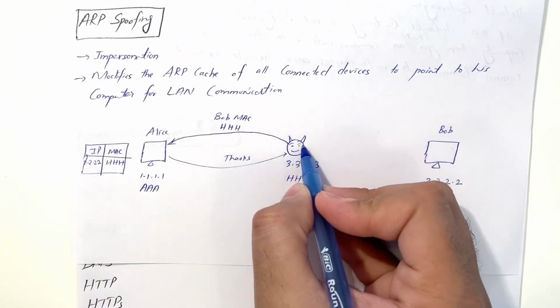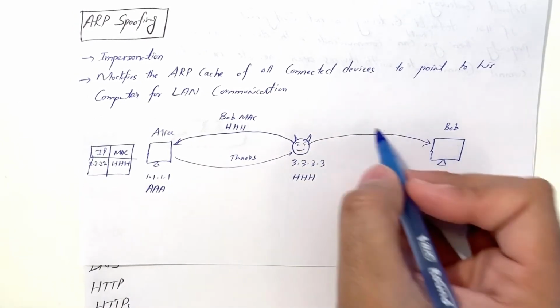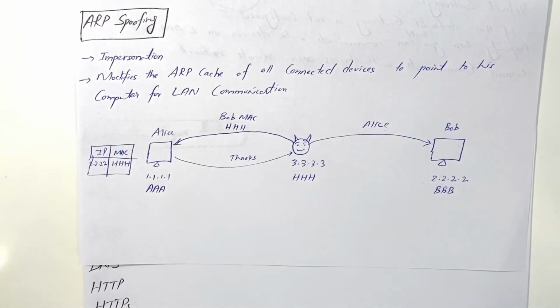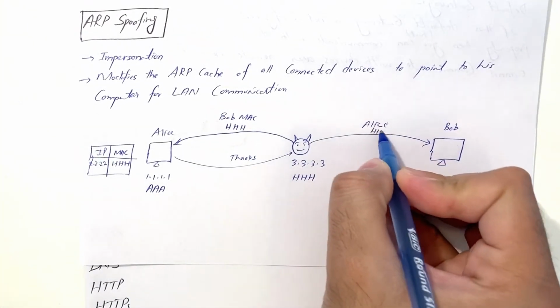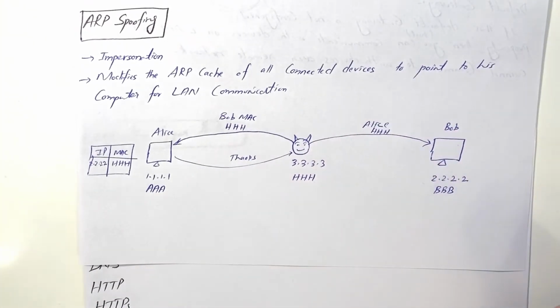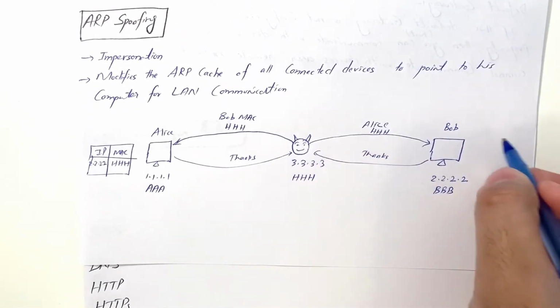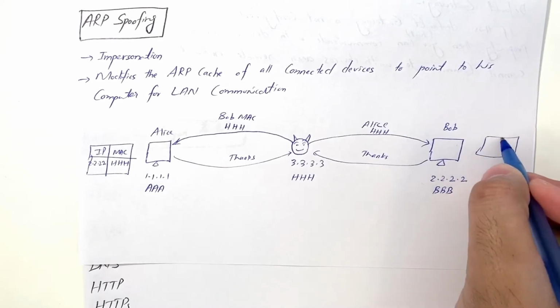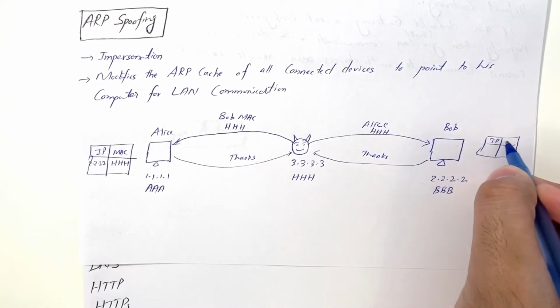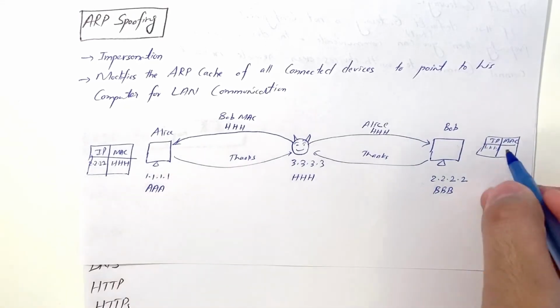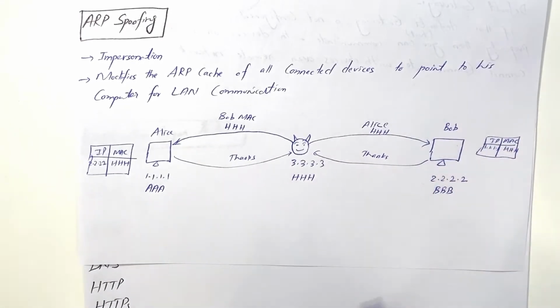The hacker will do the same thing with Bob. Reach out to Bob and say, hey, do you know Alice? Alice's MAC address got changed. The previous Alice is gone. She's disconnected now. The new Alice's MAC address is HHH. The new computer came in. Bob will again say, thanks. And now Bob will update the ARP cache: 1.1.1.1 for Alice, but the MAC address is going to be triple H.